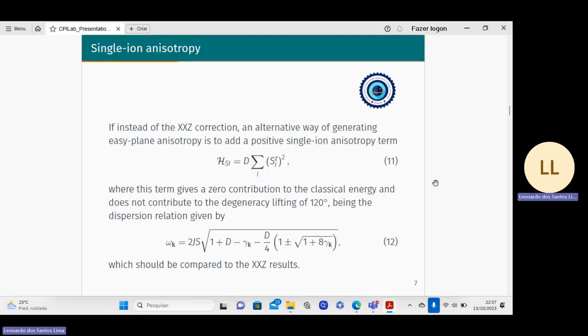Instead of XXZ as the correction, an alternative way of generating easy-plane anisotropy is to add a positive single-ion anisotropy term to the model given by equation 11. In this case, the dispersion relation is given by equation 12.